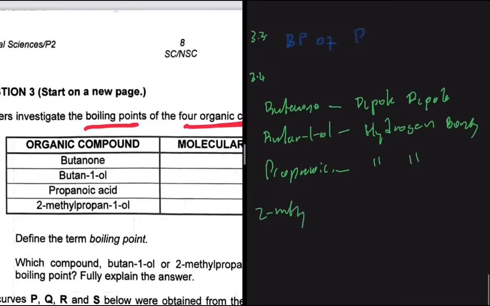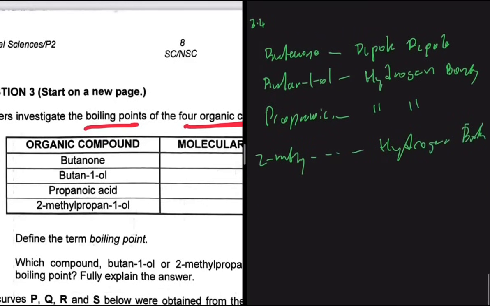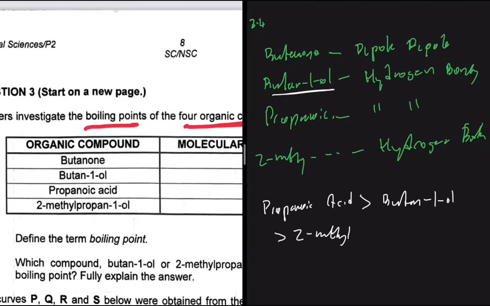And then obviously, 2-methylpropan-1-ol, we know that that is hydrogen bonding, right? So the compound with the highest intermolecular forces of these three should be propanoic acid, right? So we have propanoic acid. And then what comes next? What comes next is butan-1-ol, right? And then in third place, we have 2-methylpropan-1-ol, right? And lastly, we have butanone, right?